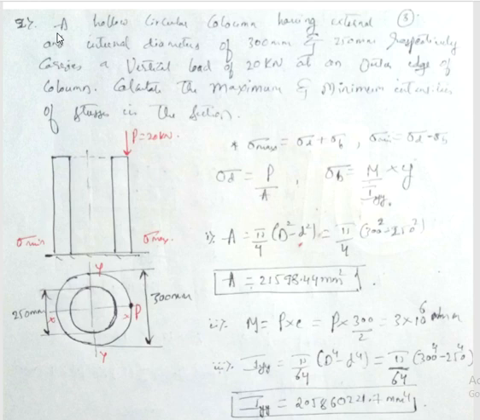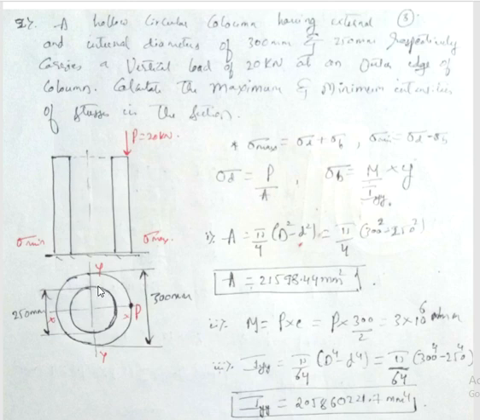Look at the statement. A hollow circular column having external and internal diameters of 300 mm and 250 mm respectively carries a vertical load of 20 kN at an outer edge of the column. Calculate maximum and minimum intensities of stresses in the section. In the problem he has given only the statement. He has not given this diagram. I have only drawn this diagram.